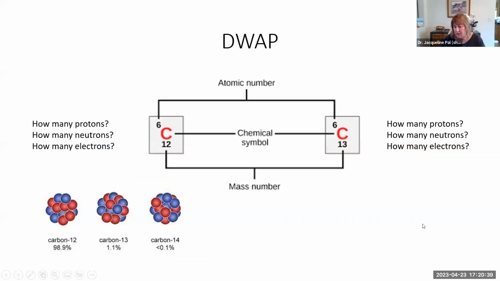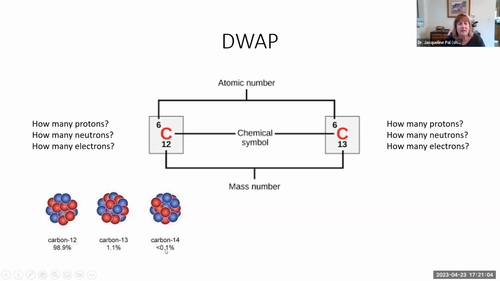All right. So here's something for you to do. I've given you 2 different isotopes of carbon, and down here at the bottom, there are 3 isotopes of carbon. So do these 2 first. Carbon with a mass of 12, how many protons, how many neutrons, how many electrons? And then on the right with a mass of 13, how many protons, how many neutrons, how many electrons?